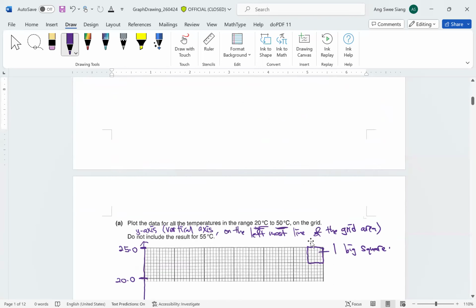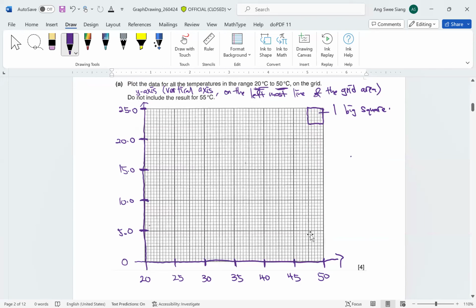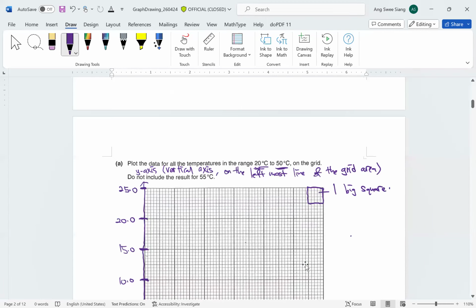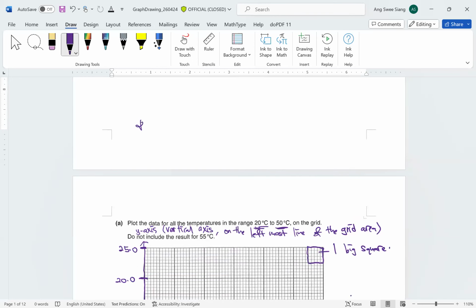So the interval that I have used allows me to plot all my data points on the y-axis and the x-axis, and I ensure that the data points are well spread out, so that we get a big enough graph. The graph must cover at least, so I write here, the size of graph must occupy at least half the space provided.